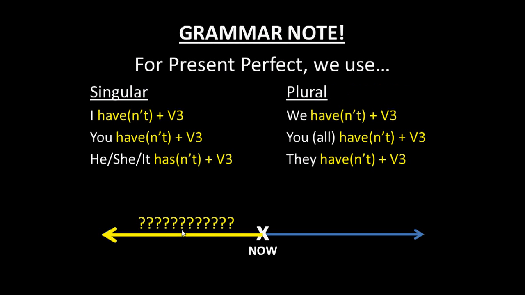So let's look at a grammar note. This is the form that we use for the present perfect tense in English. You'll notice that we use present verbs because we're talking about the result now. I have, you have, he or she or it has, we have, you all have, and they have.